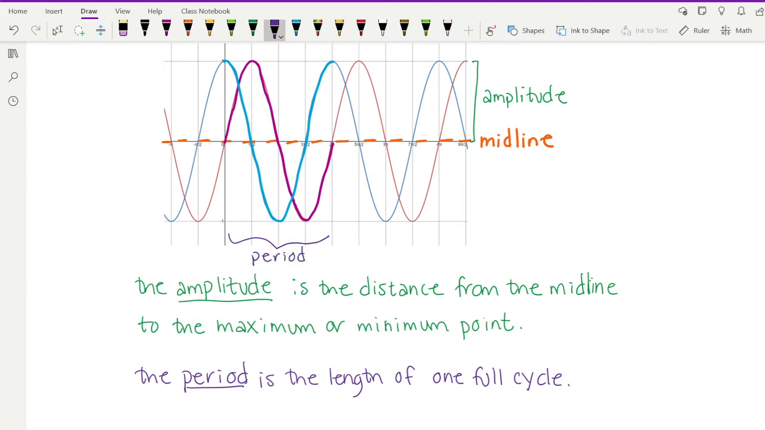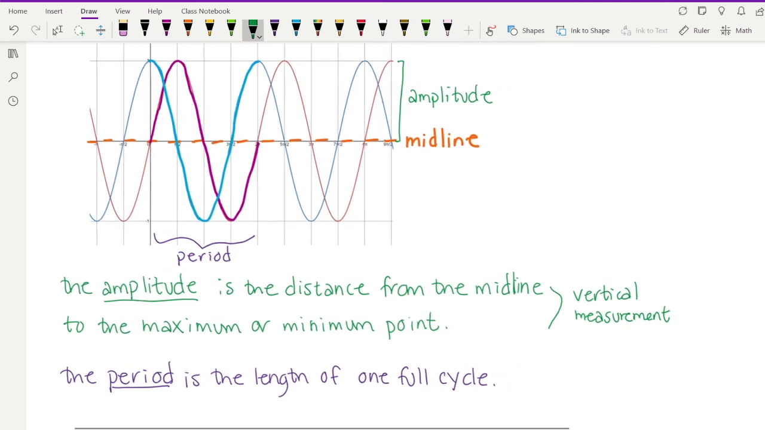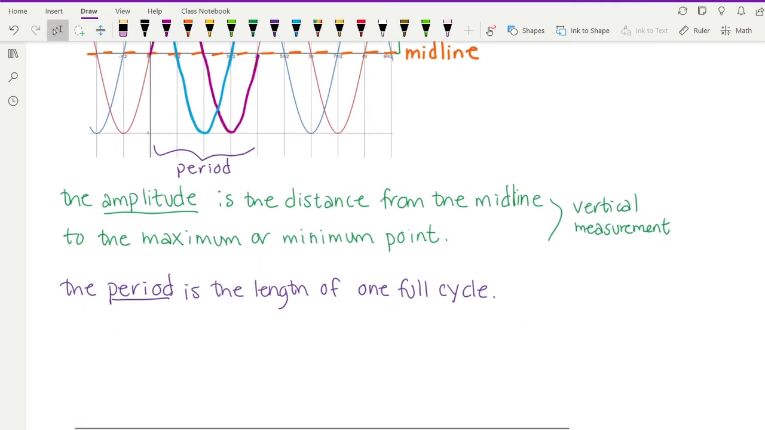And one thing that I think is maybe worth noting is that the amplitude is like a vertical distance, right? So amplitude is a vertical measurement. And so what we'll see is that the amplitude is affected by vertical stretches, whereas the period, that is a horizontal measurement. And so we'll see that in this video, the period is never going to change in any of our examples because we're not going to be doing any horizontal stretches or compressions in this video.